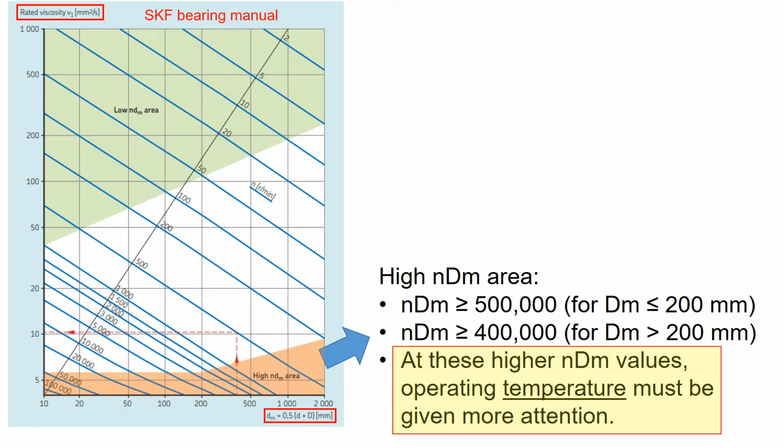And at these high NDM values, the operating temperature of the bearing must be given more attention, because it is spinning fast, so the bearing is getting hot. But this high NDM value in this graph is based on steel ball bearing. If you use ceramic ball bearing, you could operate your bearing beyond 1 million NDM. Of course, operating conditions such as operating hours affect what is considered high or low NDM, but this graph tends to show you typical NDM values.